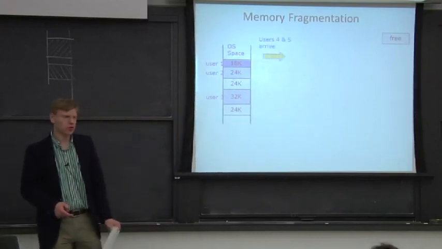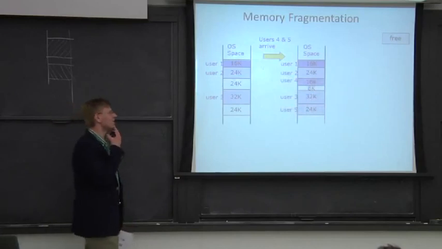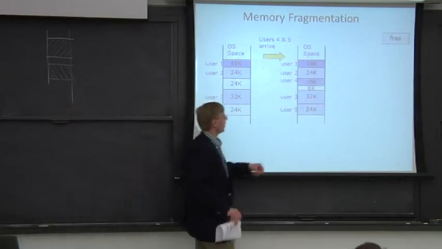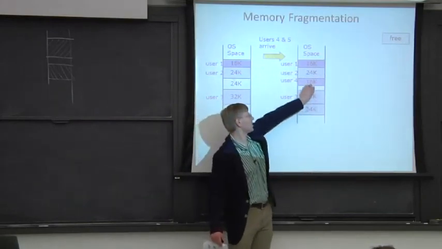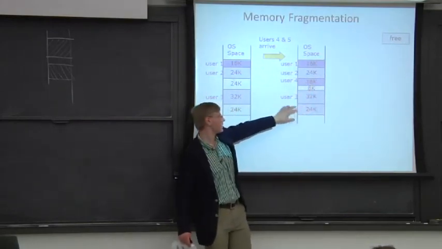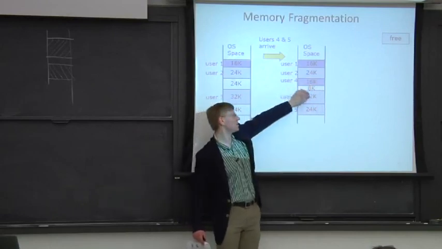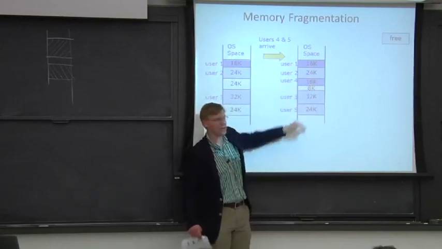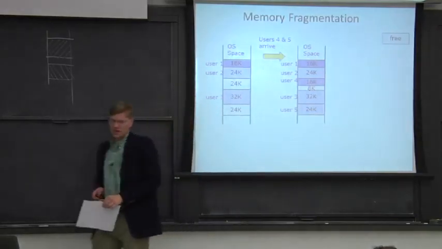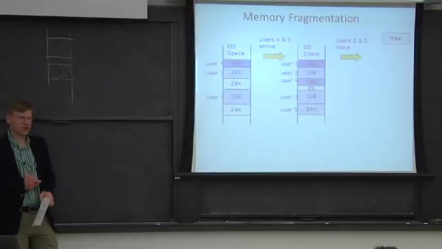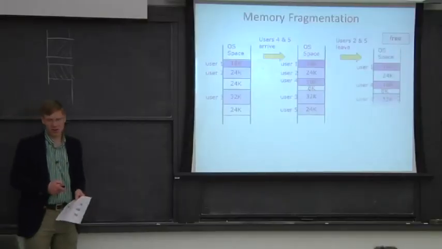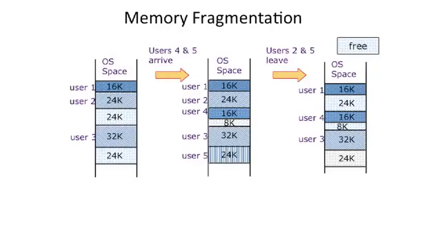So all of a sudden, more users show up, and they start to run some processes. User 4 goes here and fills in this space here. User 5 goes down there because it can't fit in this 8 kilobyte segment. So 8 kilobytes of free space here, and it has to go down here. OK, that's all well and good. 2 and 3 kill their programs. They stop running their programs. So all of a sudden, this goes away. Or excuse me, 2 and 5 go away, and this one goes away.